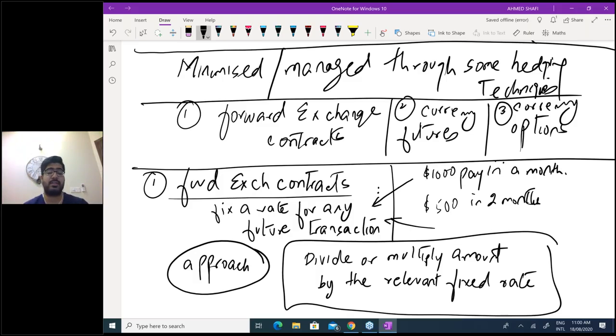I will explain it in detail when I'm doing a question, but I just wanted to tell you two things. Forward exchange contract is just a rate fixation arrangement. We fix a rate for any future transaction. The approach is you just need to divide or multiply the amount by the relevant fixed rate, the rate which you have fixed. Division if it's indirect quote, multiplication if it's direct quote.